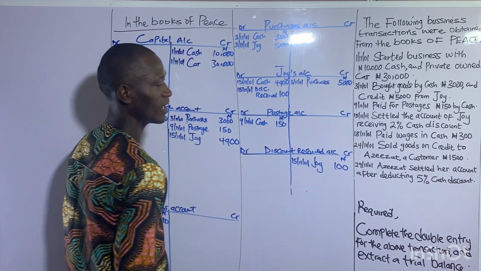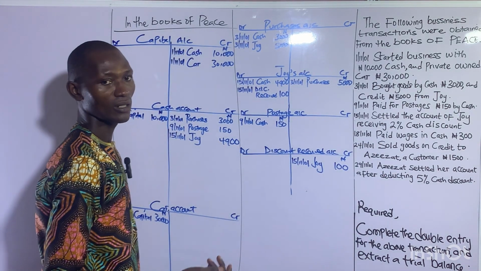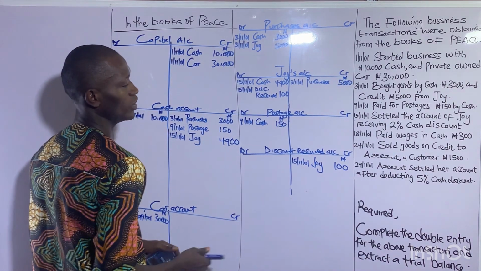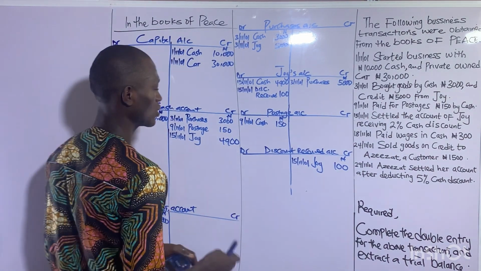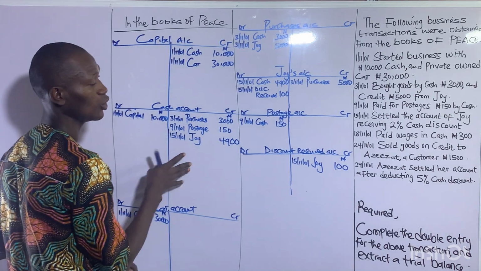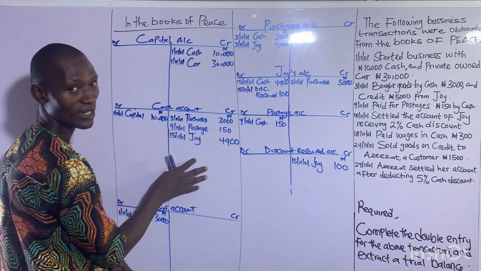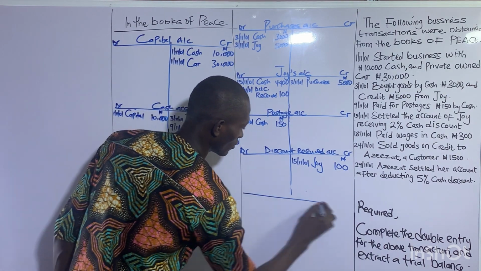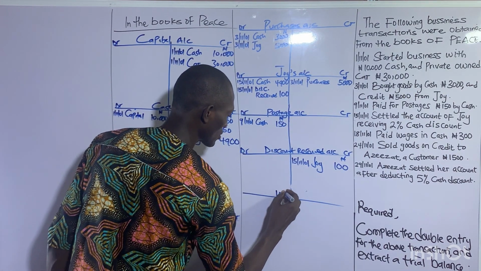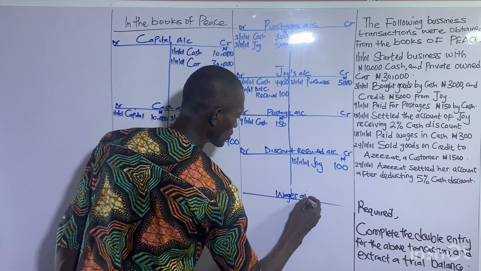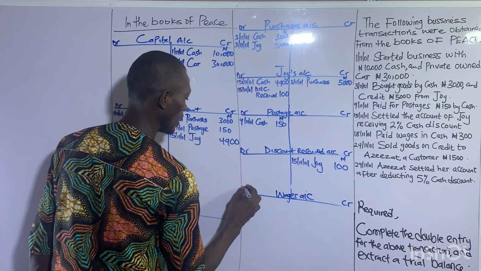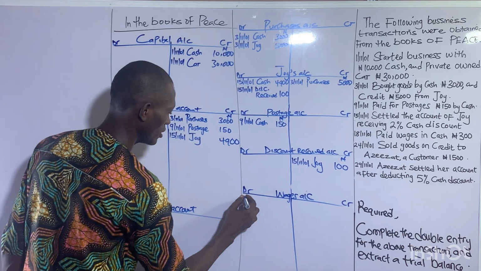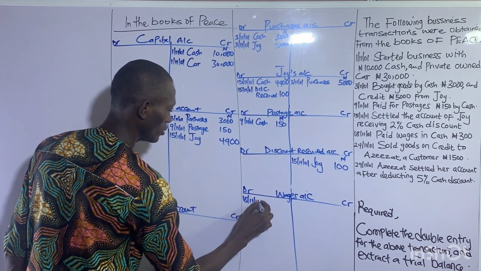Then the next, 18/11/01, paid wages in cash. Wages is being paid, then cash is given. So we debit wages and we credit cash. So since we have not opened wages, we open wages account and credit cash account. So we have here wages account. Let's open wages account. So credit, we have debit. So let's debit wages account. So the date is 18/11/01.